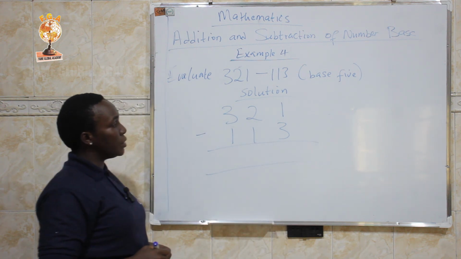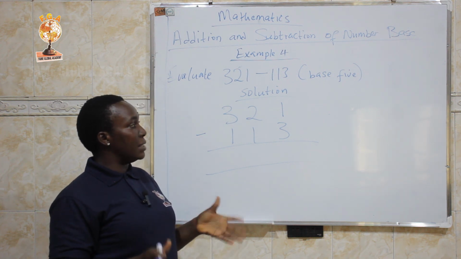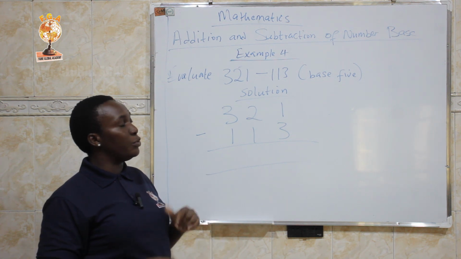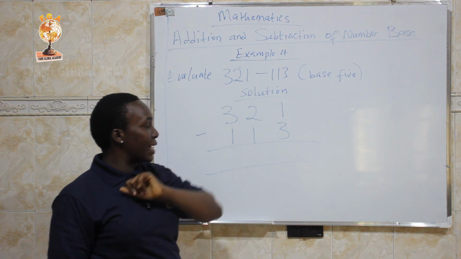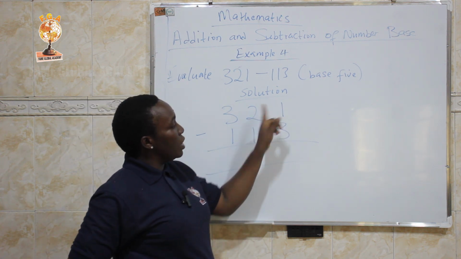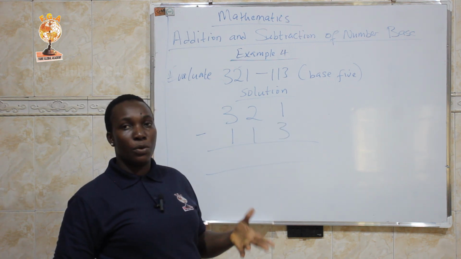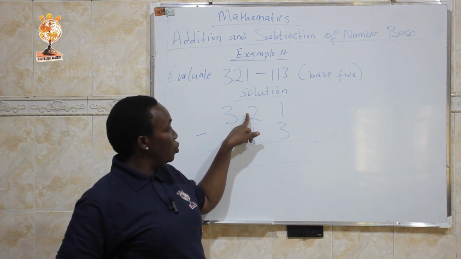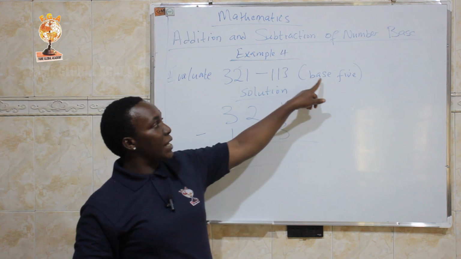Okay, so let's start. Remember that when you're subtracting a number that is bigger than the one up, you borrow. And what you are borrowing is the base. Don't forget that. So this is 1 minus 3, which is not possible. 3 is bigger than 1, so we are going to borrow 1 from these 2. And that one we are borrowing is what? 5, because we are working in base 5.